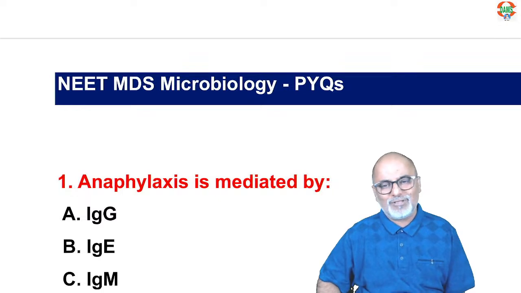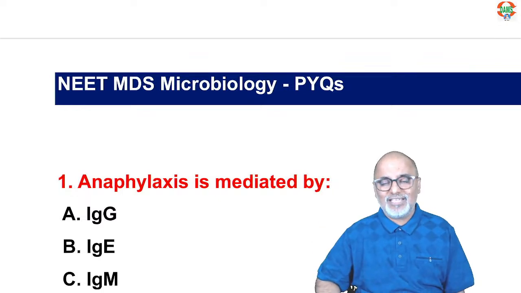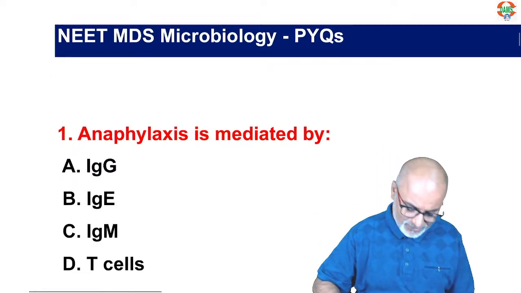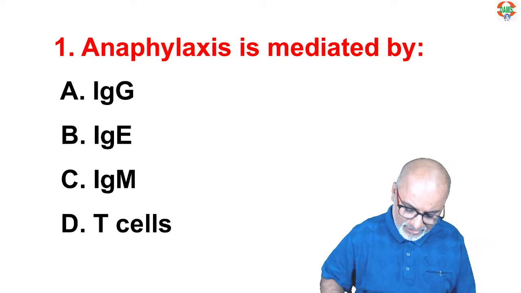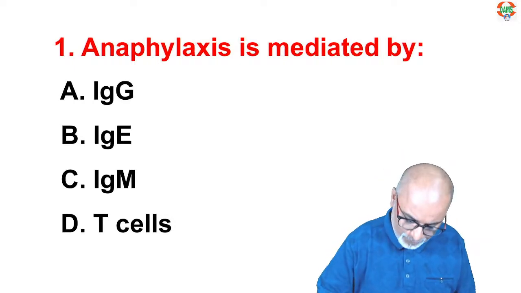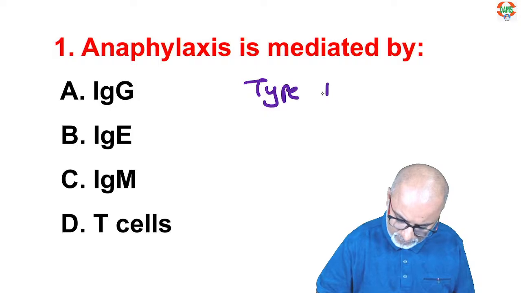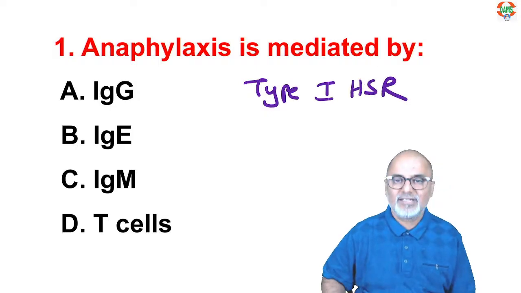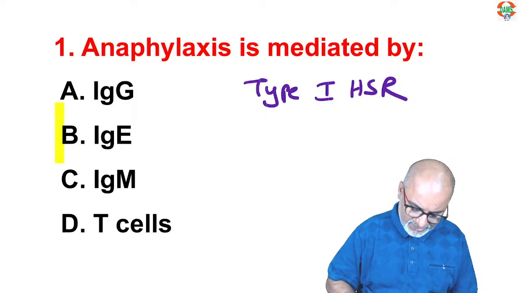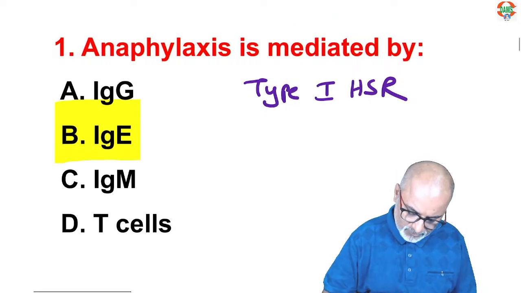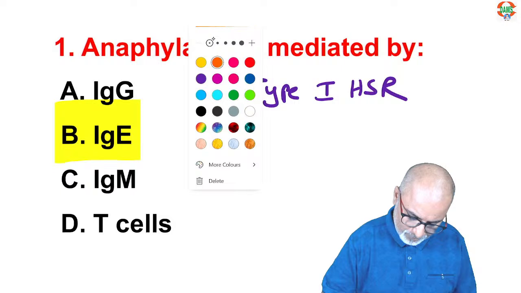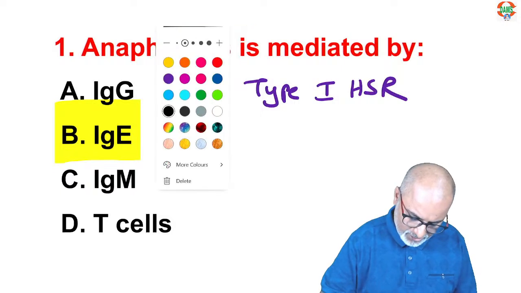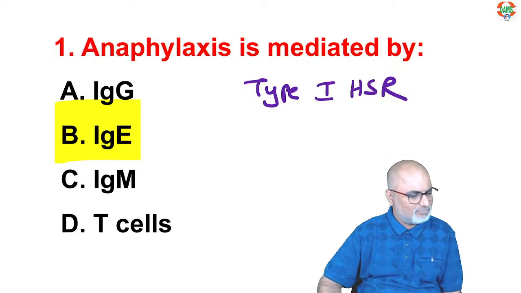You may laugh after seeing the previous year questions, they are that easy. But the same question coming in the exam is difficult because of exam pressure and tension. First question: Anaphylaxis is mediated by which hypersensitivity reaction? Anaphylaxis belongs to type 1 hypersensitivity, mediated by IgE. That's all. Very good.